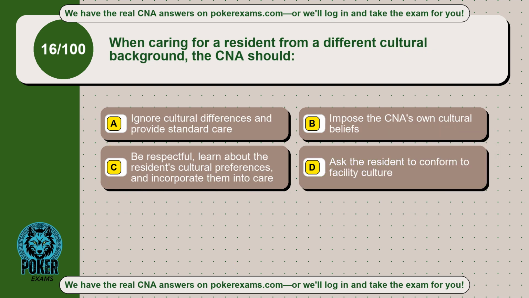Question 16. When caring for a resident from a different cultural background, the CNA should: Option A, ignore cultural differences and provide standard care. Option B, impose the CNA's own cultural beliefs. Option C, be respectful, learn about the resident's cultural preferences, and incorporate them into care. Option D, ask the resident to conform to facility culture.